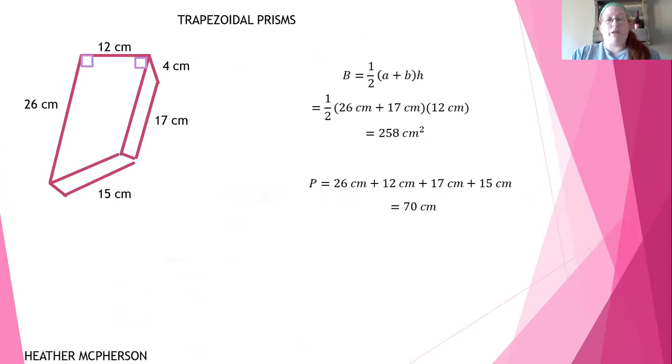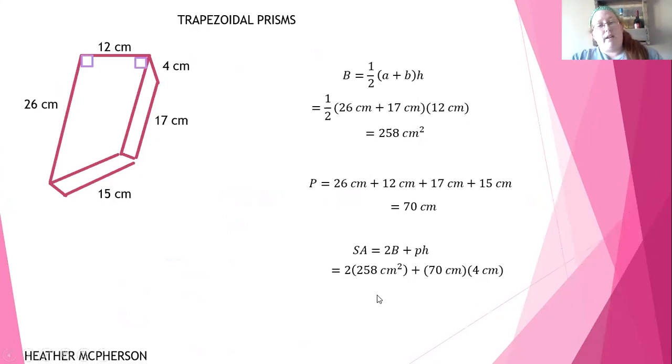Okay, now that we have this information, how do we find the surface area? So the surface area is going to be 2 times the base plus your perimeter and times your height. So right here we have the base of 258 centimeters squared, and we have the perimeter of 70 centimeters. And again, like I said, your height over here is 4 centimeters. So you have 2 times 258 centimeters squared plus 70 centimeters times 4 centimeters squared. So the surface area of this trapezoidal prism is going to be 796 centimeters squared.